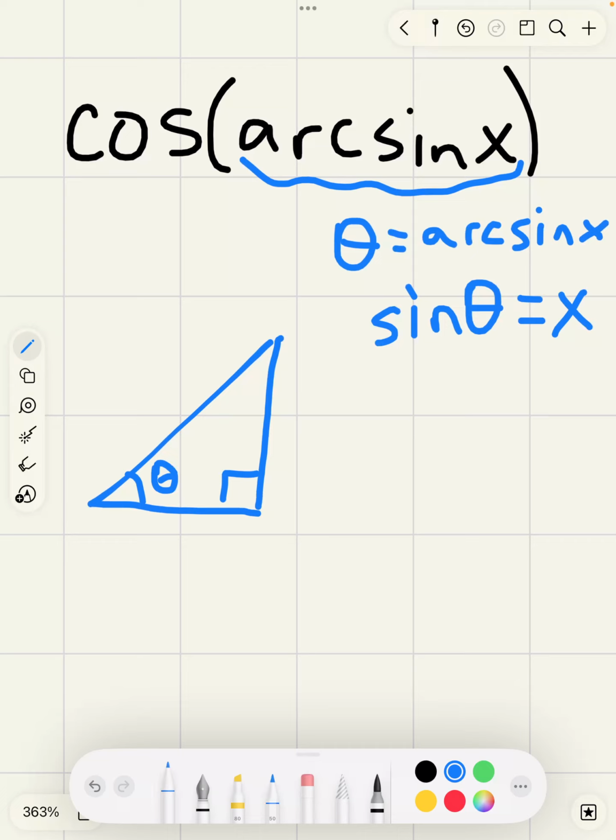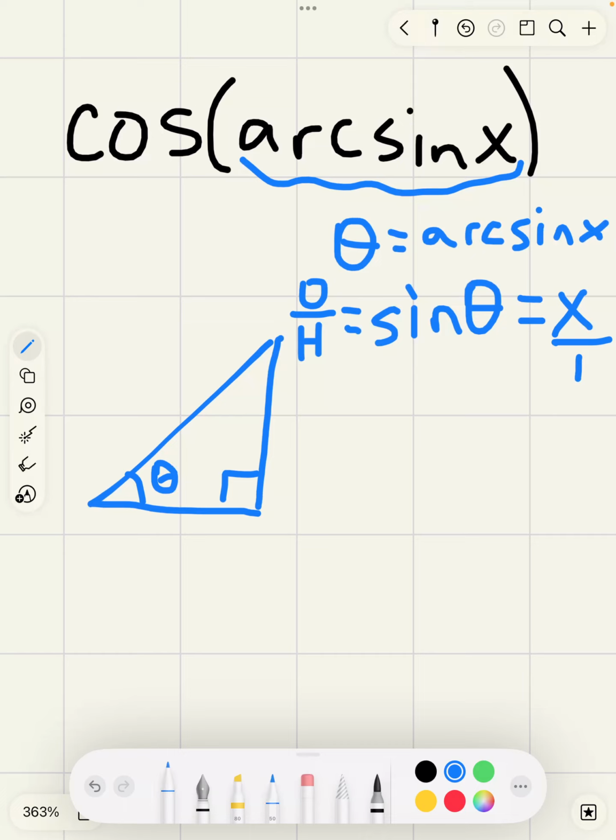Now, since we have a right triangle in front of us, we're going to go back to our geometry class SOHCAHTOA definition of sine. We know that that's going to be the opposite side over the hypotenuse. So for this to make sense, I'm going to need to write x as a fraction. I can always write it as x over 1.